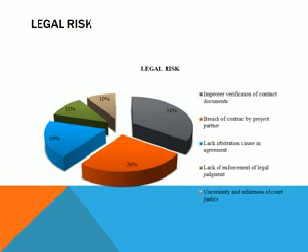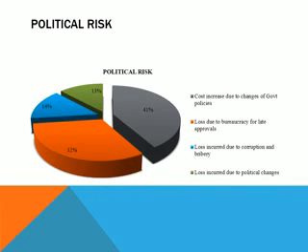This bar graph is about legal risk. Improper verification of contract documents, breach of contract by project partner, lack of arbitration clause in agreement, lack of enforcement of legal judgment, uncertainty and unfairness of court justice.